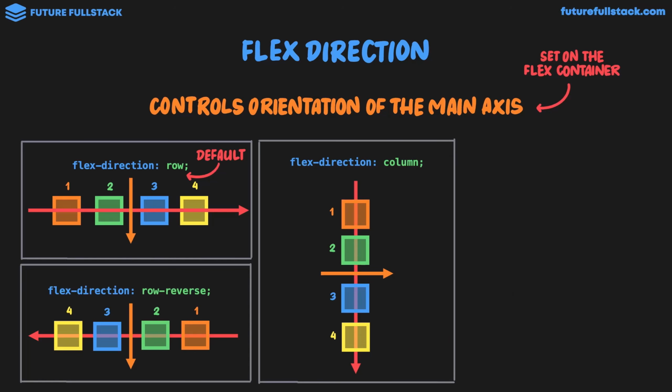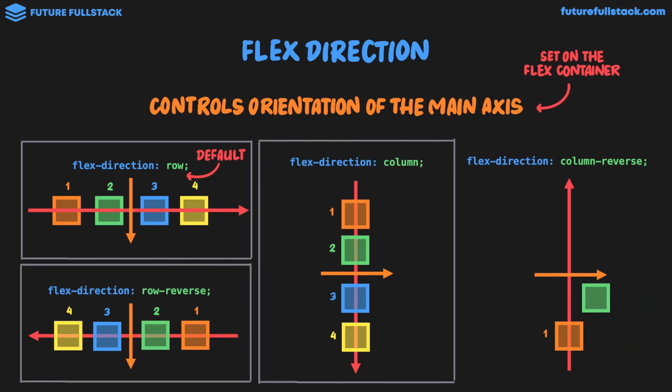The final value we can have for flex-direction is flex-direction: column-reverse. And as you could probably guess, this flips the direction of the main axis to now go from bottom to top, with the cross-axis still going left to right. So our flex items would now appear like this: 1, 2, 3, and 4, going from the bottom to the top.